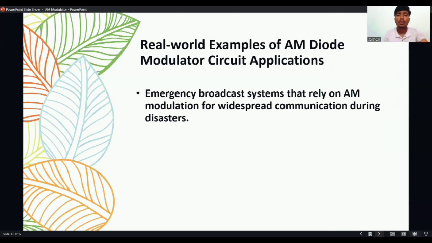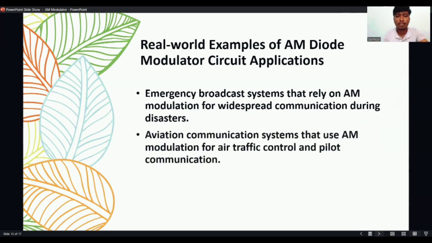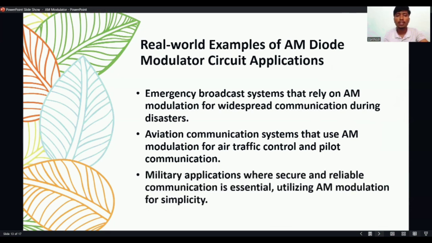And then real world examples of AM diode modulator circuit applications. Those are emergency broadcast systems that rely on AM modulation for widespread communication during disasters, and aviation communication systems that use AM modulation for air traffic control and pilot communication. And the other are military applications, where secure and reliable communication is essential, utilizing AM modulation for simplicity.